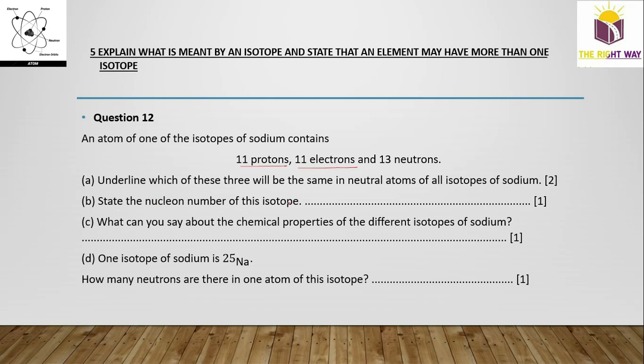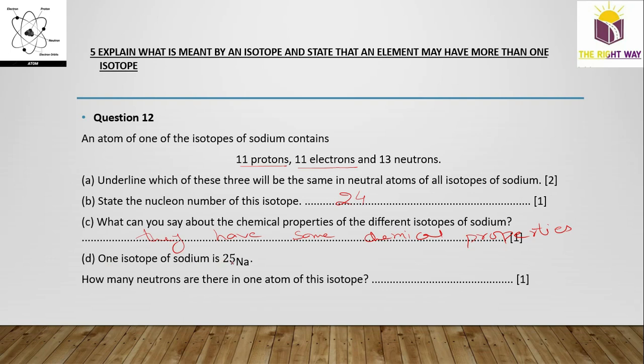State the nucleon number of the isotope. Nucleon number is what? Proton number plus neutron number, 11 plus 13, 24. What can you say about the chemical properties of different isotopes of sodium? They have the same chemical properties because their electron numbers are the same.